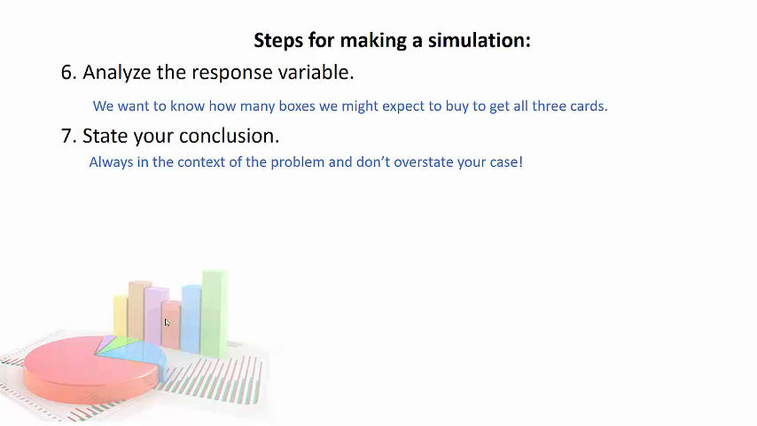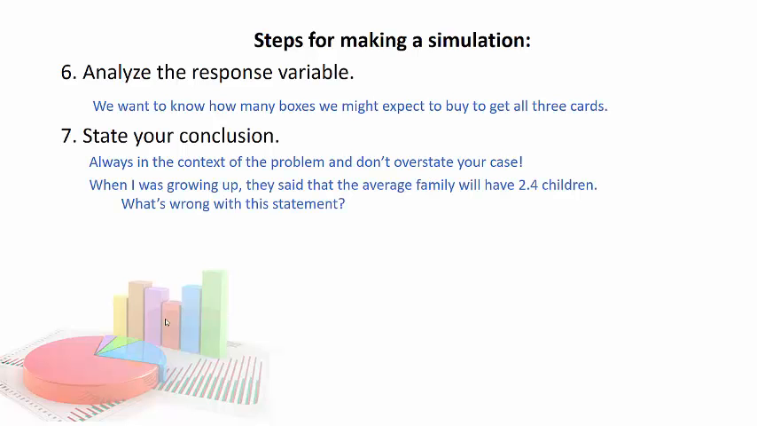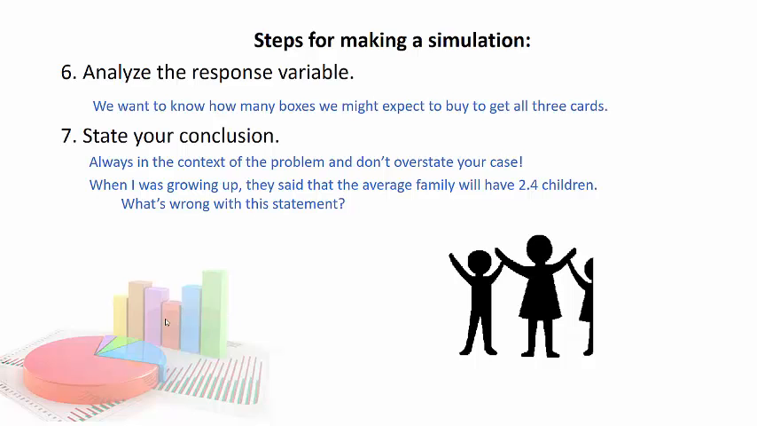So let's look at an example where someone might overstate their case. When I was growing up, they often said that the average family will have 2.4 children. So what's wrong with that statement? That the average family will have 2.4 children. Okay, well, if I averaged all the children over all the families, sure, there were 2.4 children per family, but I dare you to name one family that actually has 2.4 children, okay?